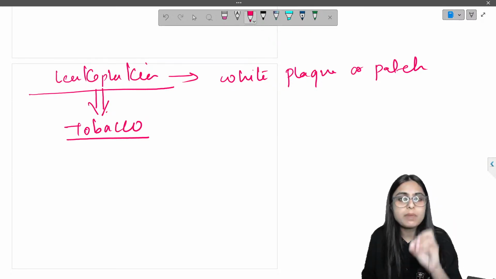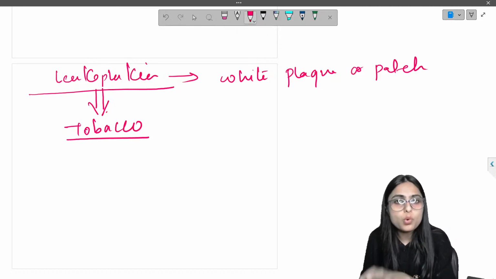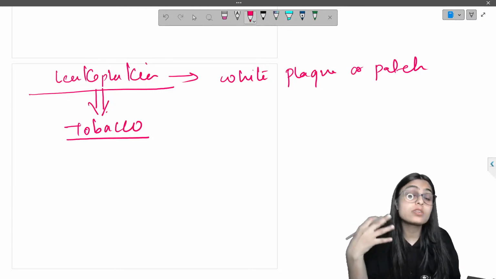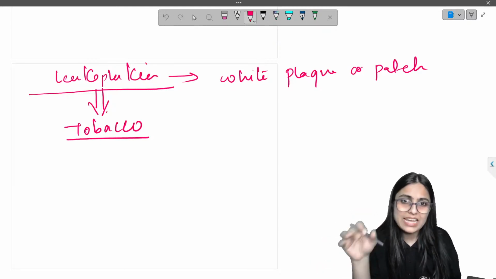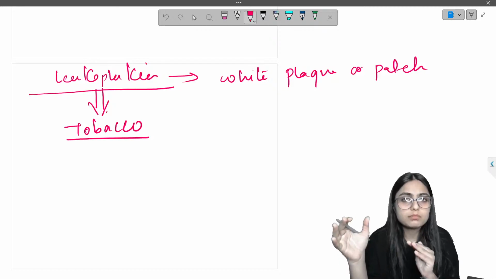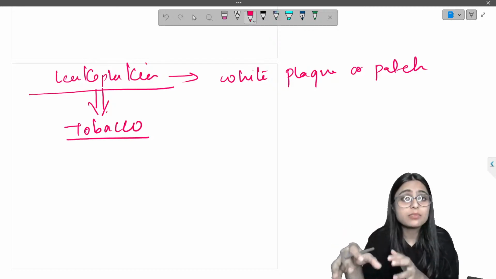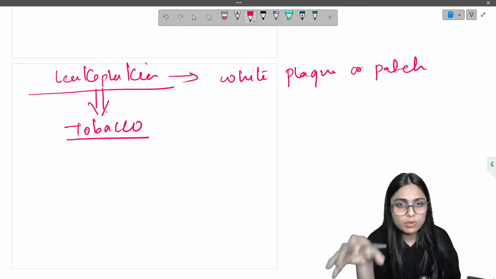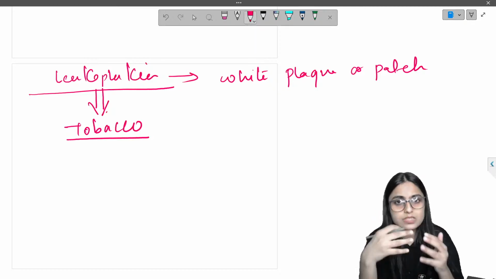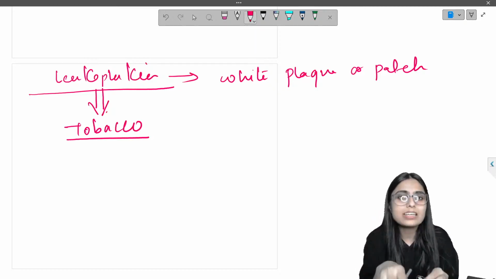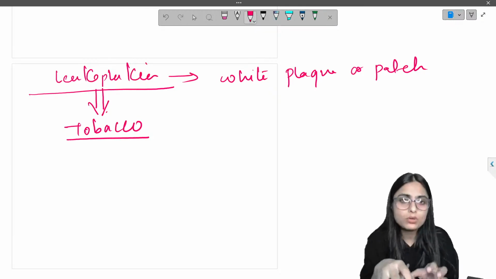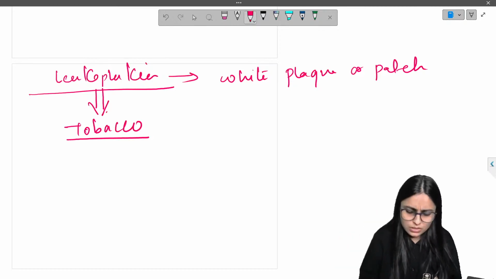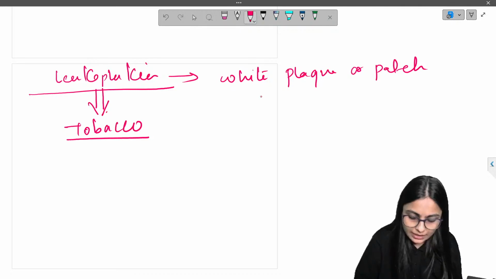If a non-tobacco chewer or non-tobacco smoker shows a leukoplakic lesion, that will be more suspicious for malignancy than the lesions you see in tobacco chewer patients. I'll tell you which points are important when you see patients who are not chewing or smoking tobacco and show these kinds of lesions, what it means.